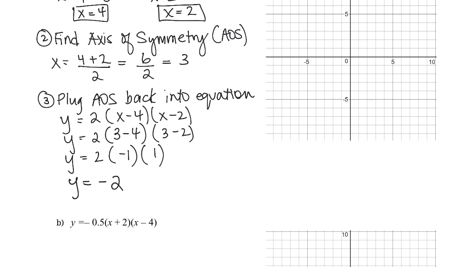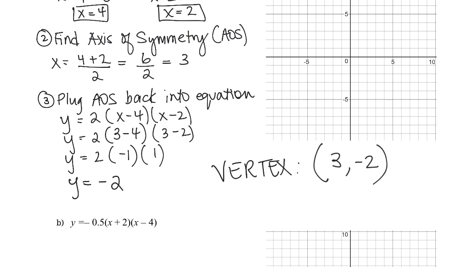So to now state the value of your vertex, you are going to put together your x value, which comes from the axis of symmetry, and your y value, which you just calculated. So your vertex is going to be located at 3 and negative 2.